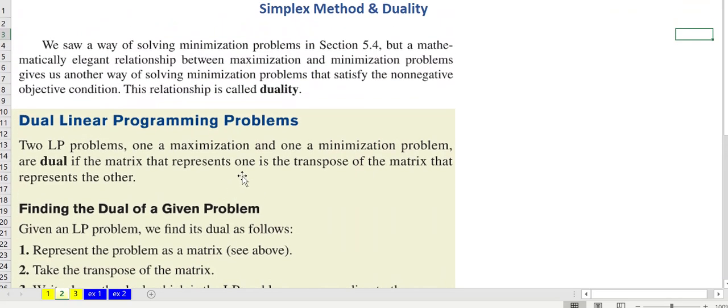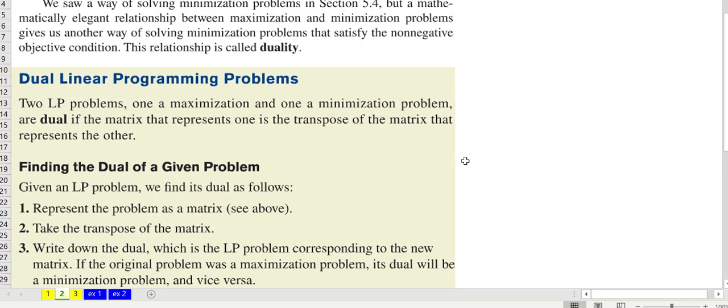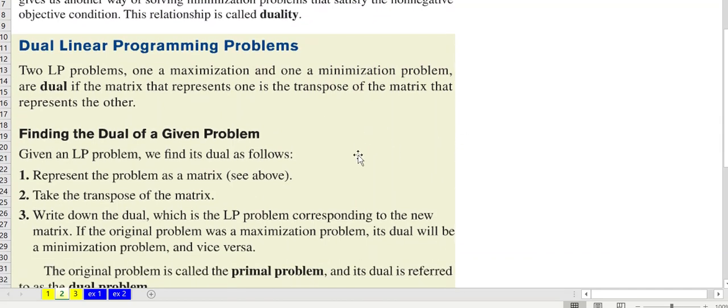Next, we're going to take a look at this idea of duality. If you have two linear programming problems, one is a maximization and one is a minimization problem, they are dual if the matrix that represents one is the transpose of the matrix that represents the other. So basically what we're going to be doing is starting with a standard minimization problem, and we are going to be creating the dual problem, and that dual problem will be a standard maximization problem. So we're going from a standard min problem, creating the dual, and ending up with a standard maximization problem.